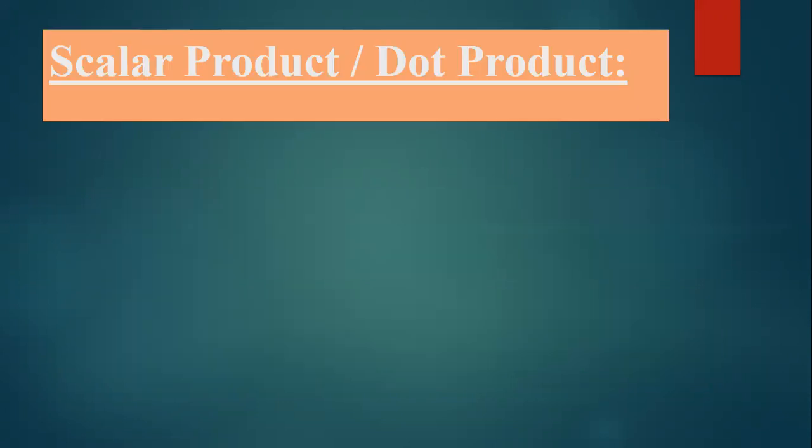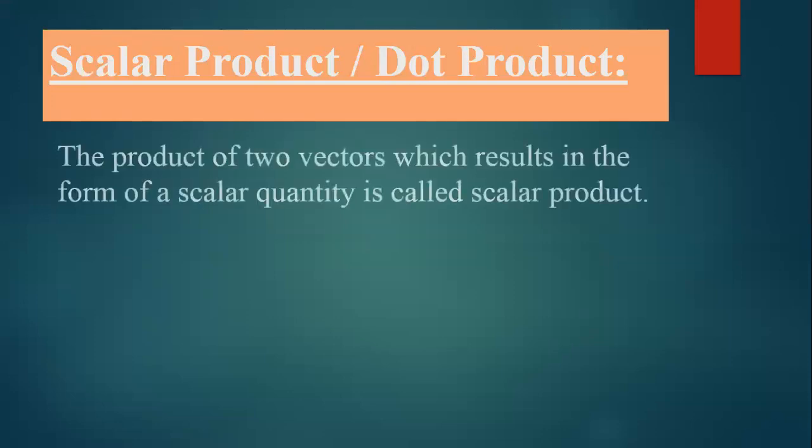So what is scalar product? And what is difference between scalar product and vector product? So here scalar product, the product of two vectors which results in the form of a scalar quantity is called scalar product, जिसमें हम दो वेक्टर्स को अगर मल्टीप्लाई करते हैं और उनका रिजल्टेंट हमें स्केलर क्वांटिटी की सूरत में हासिल हो, then such a product is called scalar product.